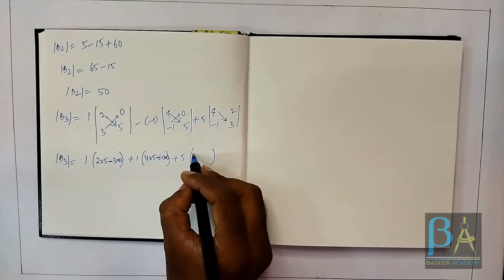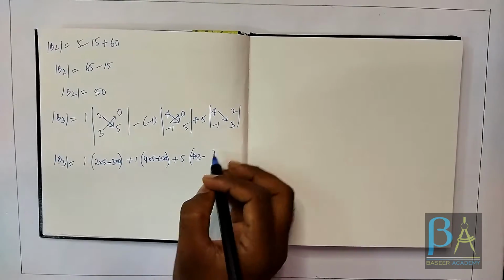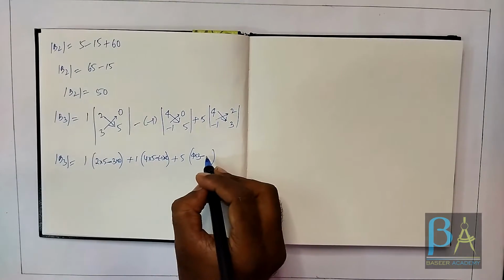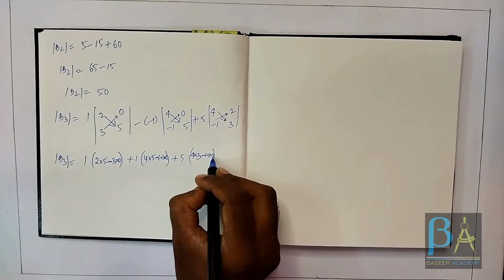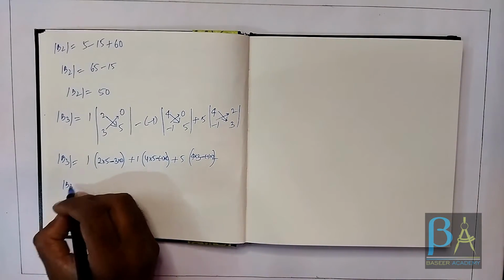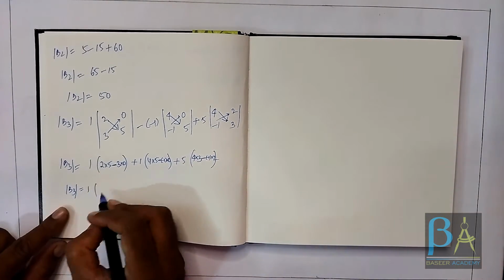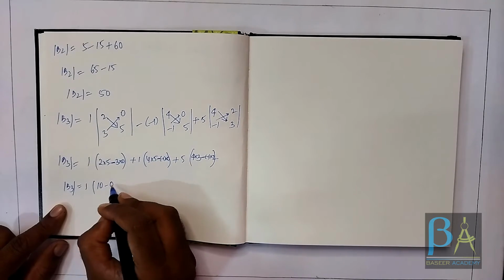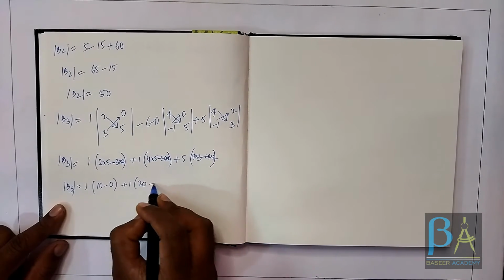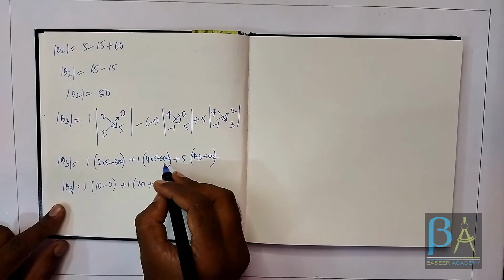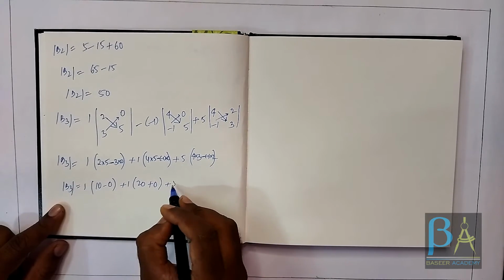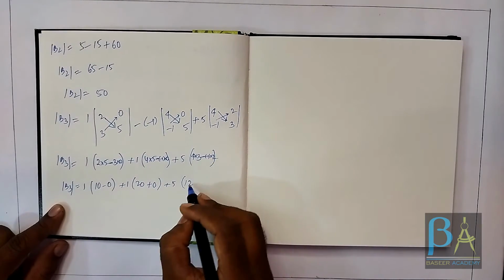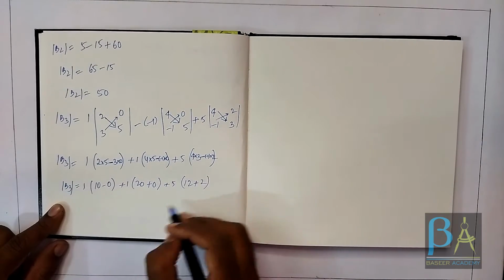4 into 3, let's write it. Keep a minus sign and then multiply these two numbers, minus 1 into 2. Now what happens? Mod B3 is going to be 2 into 5 is 10, 3 into 0 is 0, 4 into 5 is 20, minus into minus gives you plus, 1 into 0 is 0, 4 into 3 is 12, minus into minus is plus, 1 into 2 is 2.